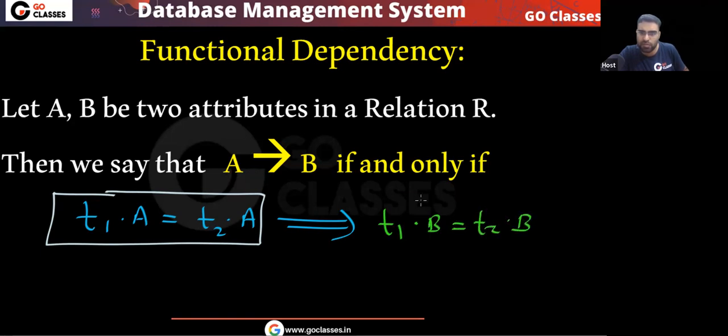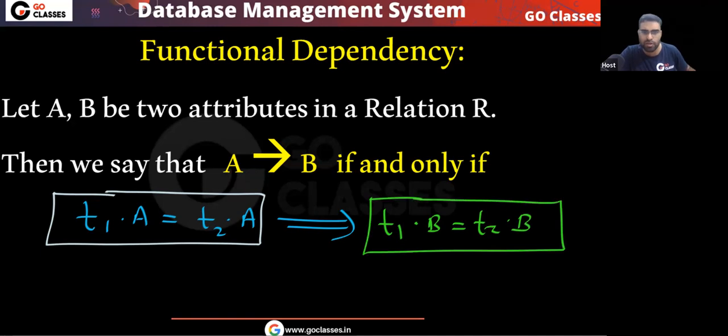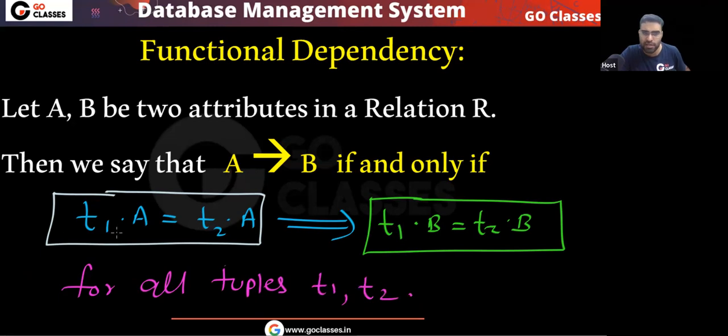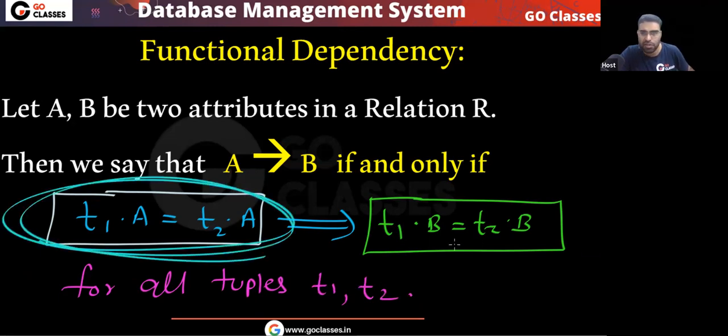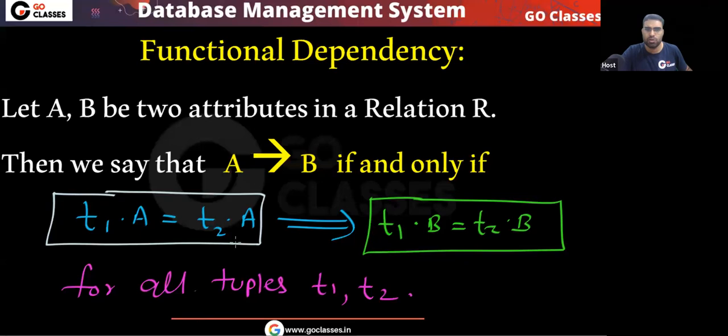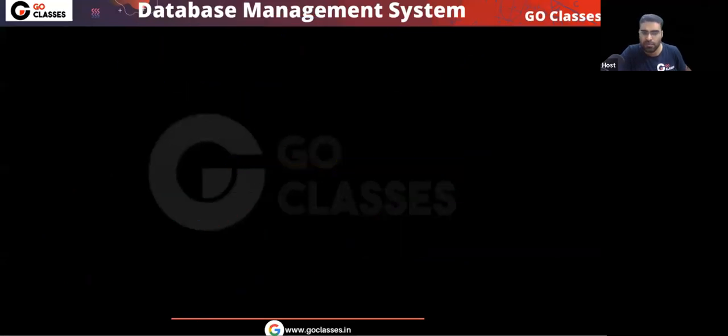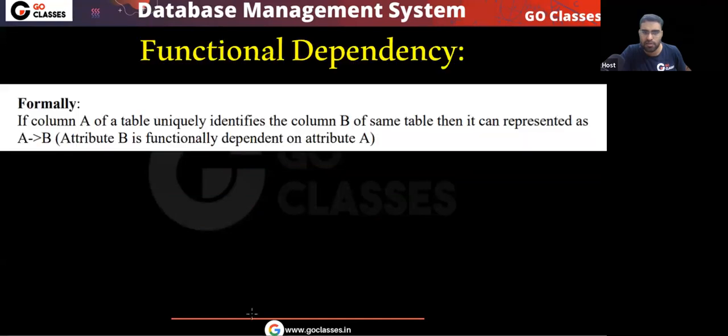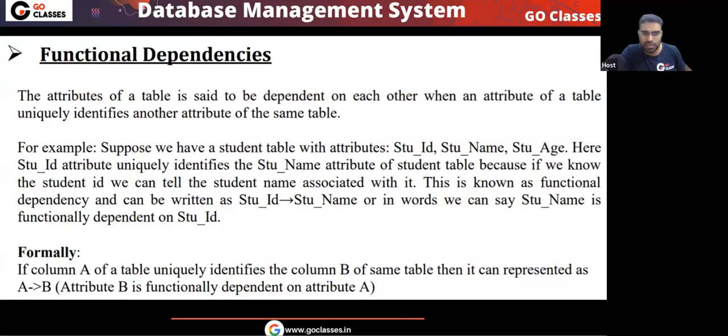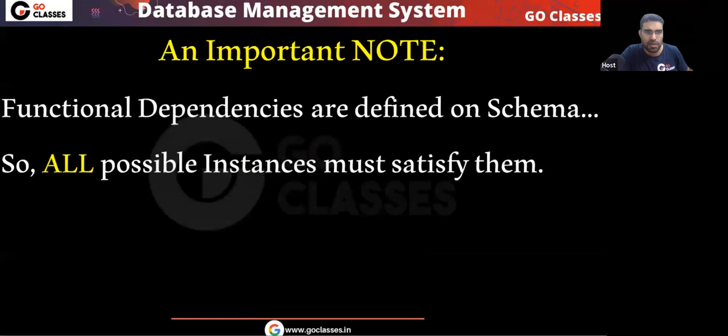T1.B is equal to T2.B. They should have the same B value, and this should happen for all tuples T1, T2. Whatever tuples you take, if they have the same A value, then they must have the same B value. So this is the definition of functional dependency. I hope you understood. Is this clear? Please tell me.